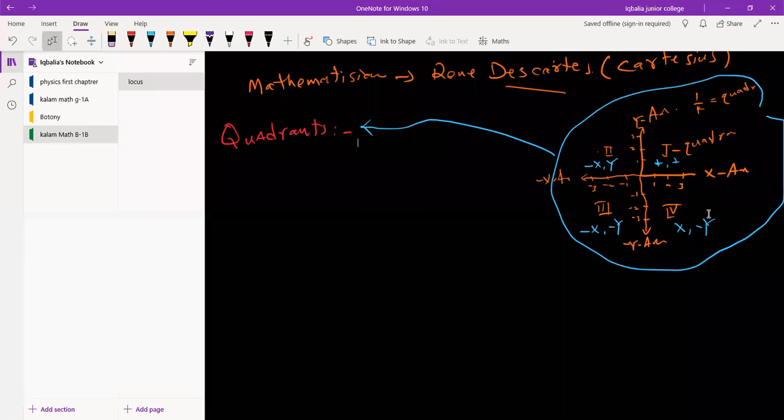Boys, just reply me. Have you understood what the Cartesian coordinate is? Understood, sir.